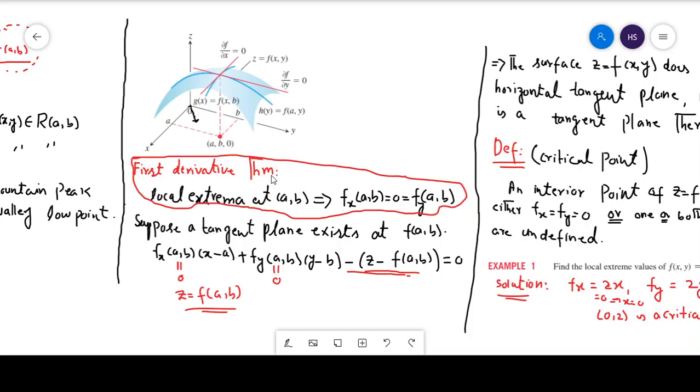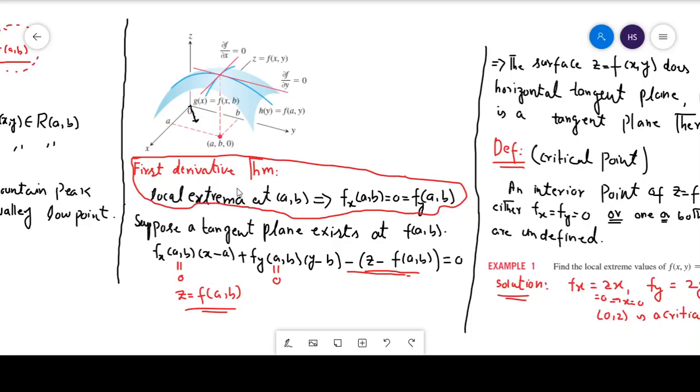This is the first derivative theorem, not the first derivative test. If you have a local extrema at AB, this implies that both of the derivatives at that point will be zero. This does not help us much, because in a real scenario we want to calculate the points where local extrema occur. This says that if you know there is a local extrema at AB, then the derivatives are equal to zero. So this theorem does not really help us. There is no first derivative test in the two variable function case.